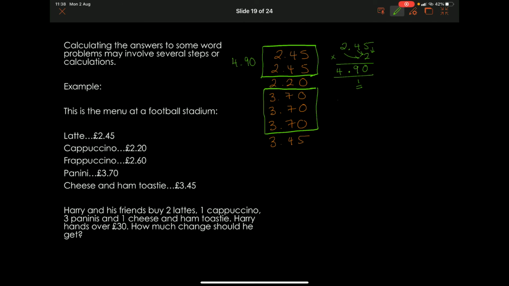So I'm going to write that there. I'm then going to do £3.70 times 3. Again, you could do this using the grid method or the lattice method, whichever.